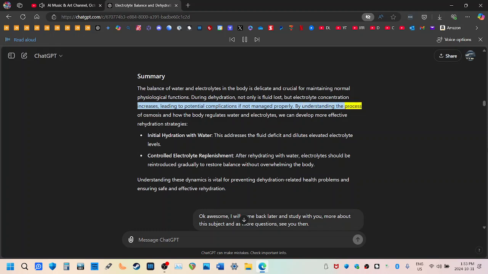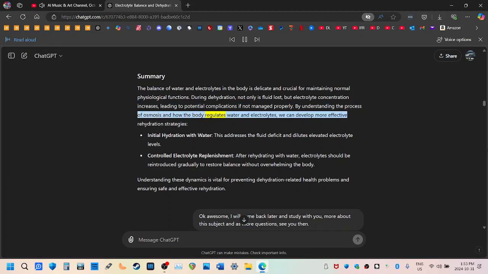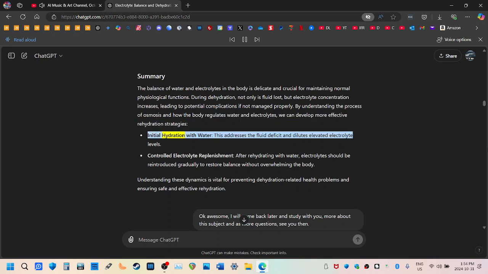By understanding the process of osmosis and how the body regulates water and electrolytes, we can develop more effective rehydration strategies. Initial hydration with water. This addresses the fluid deficit and dilutes elevated electrolyte levels.